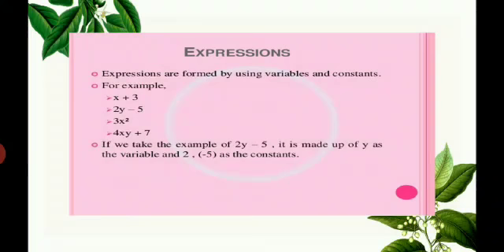Expressions. Expressions are formed by using variables and constants. For example, x plus 3: there is a variable, and which is the variable? Yes, x is the variable and 3 is the constant. So there are some variables and constants, and these are some examples. I will take the second one, 2y minus 5. In this example it is made up of y as the variable, and 2 and minus 5 as the constants. Okay, y is the variable.